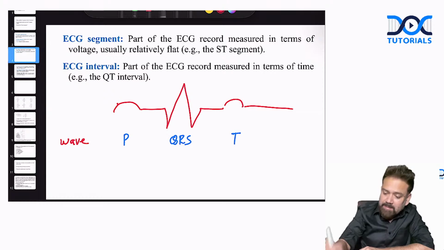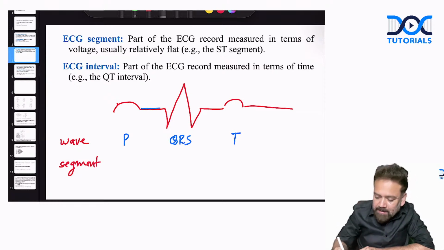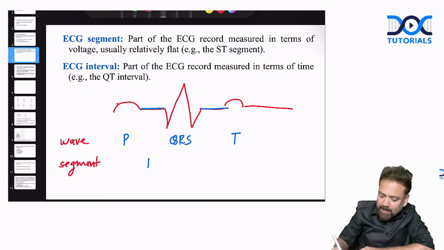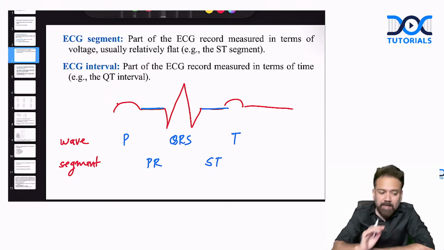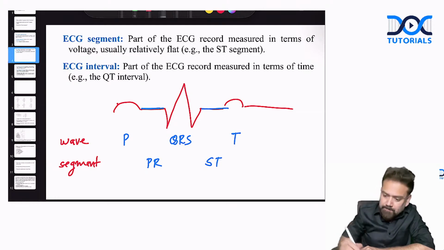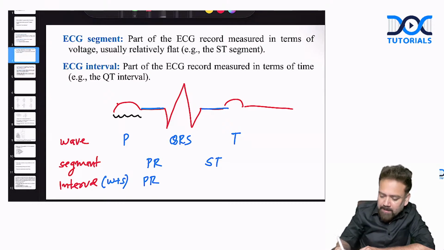And segment, if this is a segment, what is a segment? So S for segment, S for straight line. So whenever there is a straight line like this, it is called a segment, like PR segment or ST segment. Okay, so any fluctuation in the ECG is called a wave. A straight line is called a segment. And what about interval, doctor? So whenever they ask you about interval, you must understand they are asking about wave plus segment. Like if they say PR interval, it simply means P wave plus PR segment.